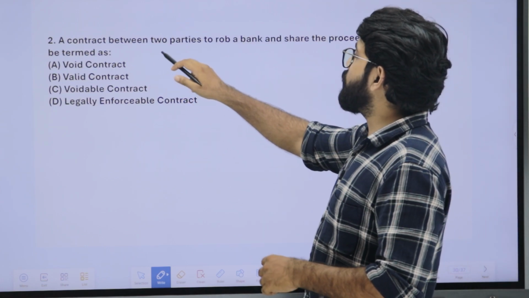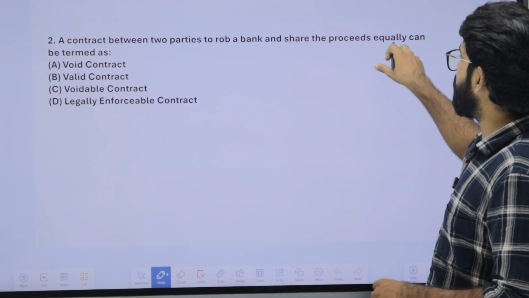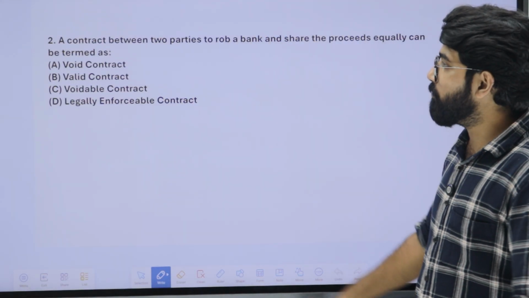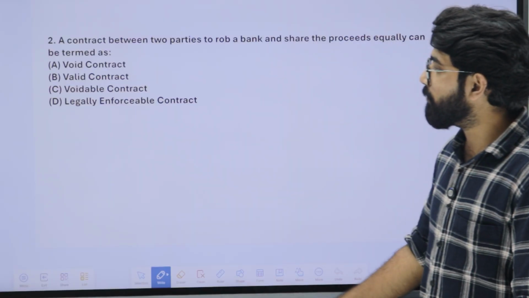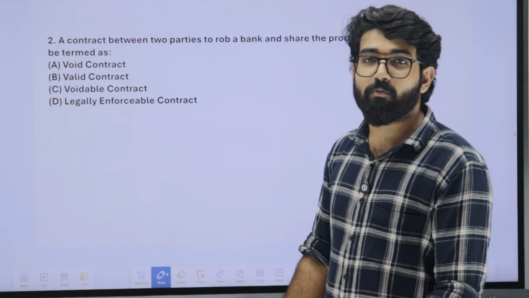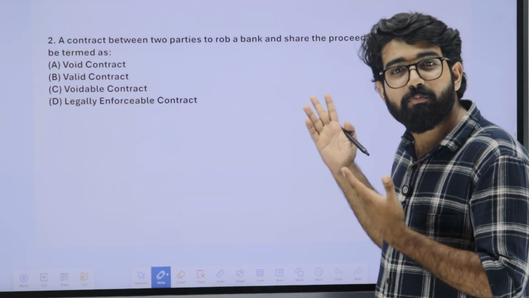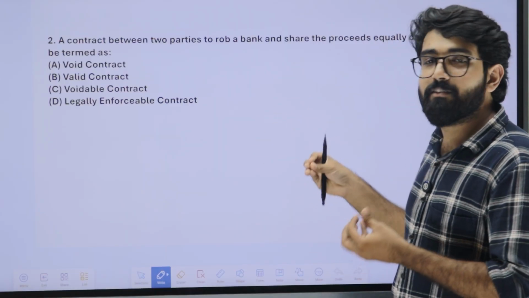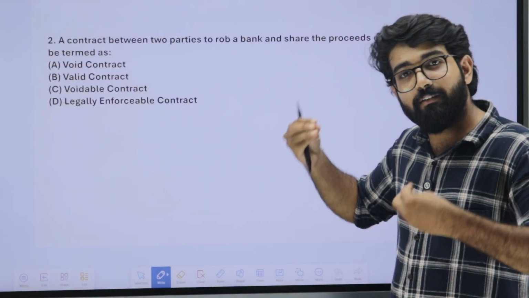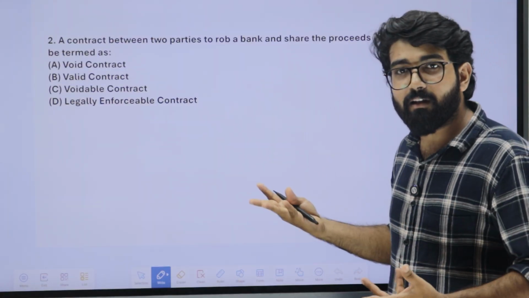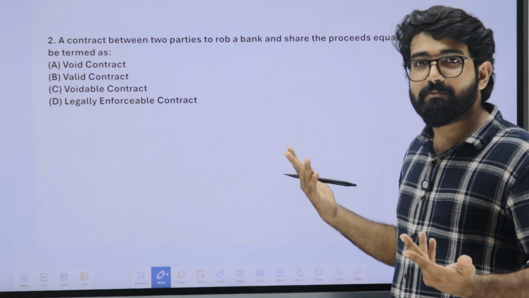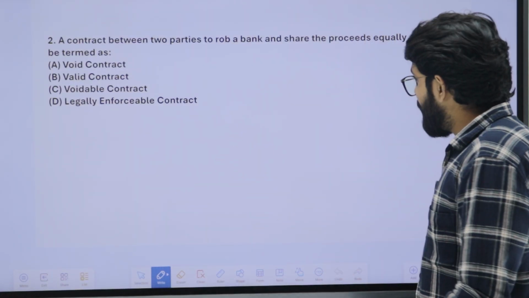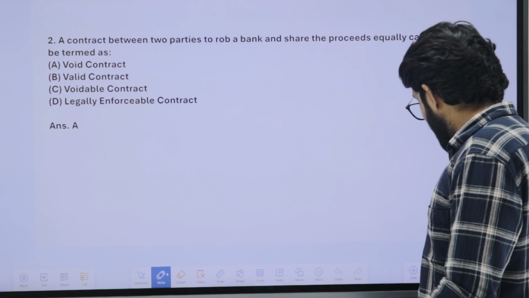A contract between two parties to rob a bank and share the proceeds equally can be termed as what? Is it a void contract, valid contract, voidable contract, or legally enforceable contract? What will be your answer? This was your previous year question. It was so simple, right? Now, when you look at it, it's so simple. But if you haven't read about contract, if you never had a class about contract, this might not be as easy as it looks now. So the answer is very simple, A, void contract.